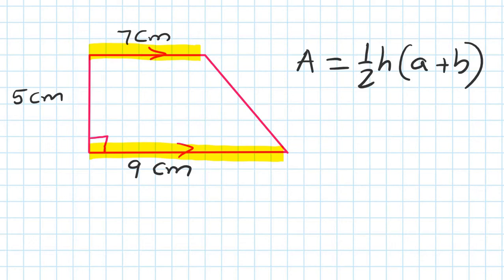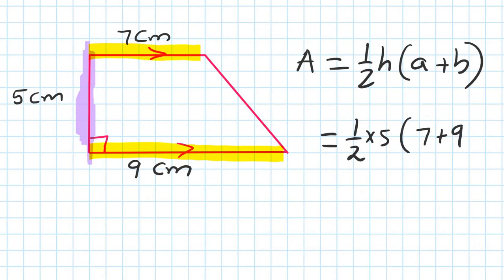So the area equals a half times H. H is the perpendicular height. This is the perpendicular height, so this length here is 5. So half times 5, open bracket, 7 plus 9, close bracket. If you put that in your calculator, you should get 40 centimeters square. 40 centimeters square. You see?